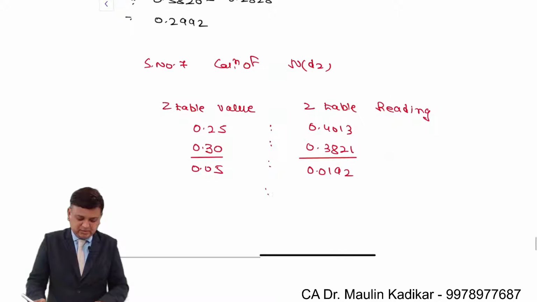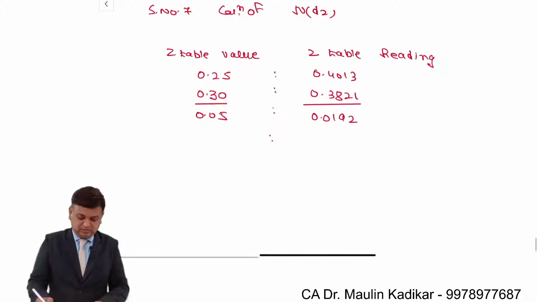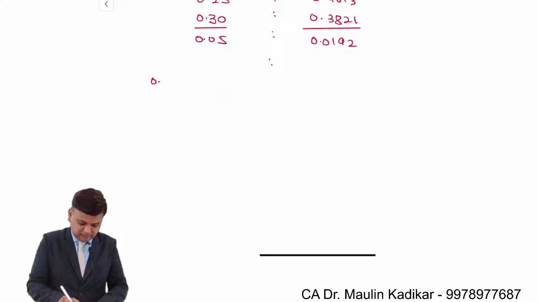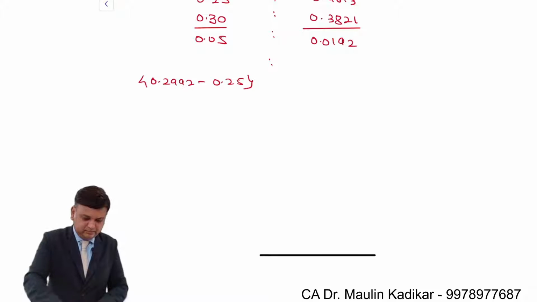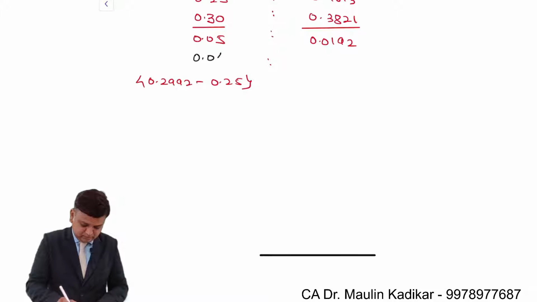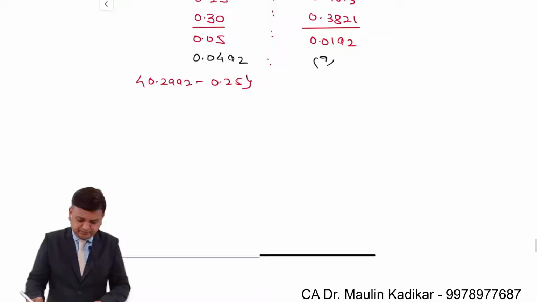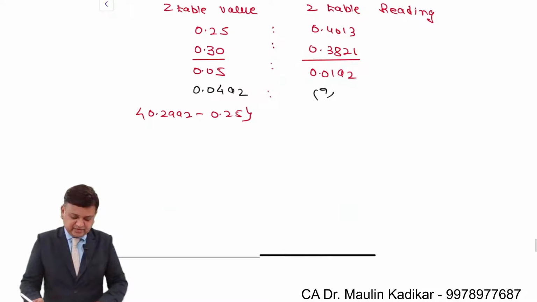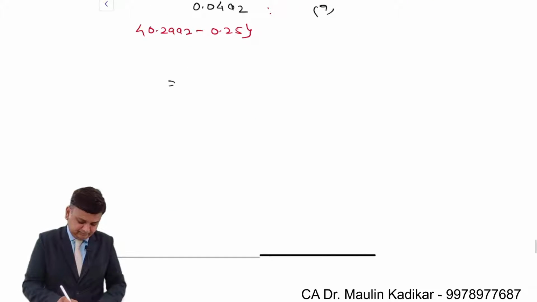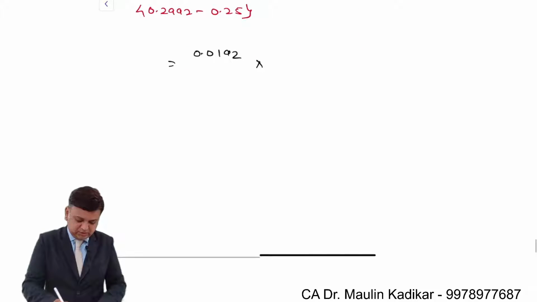Okay, now it is 0.2992 minus 0.25, 0.0492. It is represented by this much reading difference, 0.0192 into 0.0492 divided by 0.05.